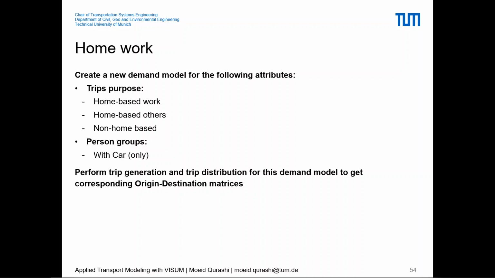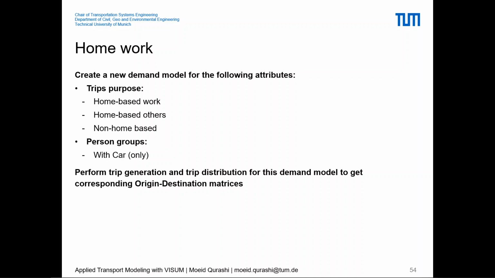We had only one demand group, and for this one demand group we did trip generation, we had productions and attractions, and then we estimated the gravity model, did the trip distribution, and now we have an OD matrix for home-based work all. Now what I want you to do in your homework is try this with a demand model which has trip purpose based classification: home-based work, home-based other, and non-home-based.